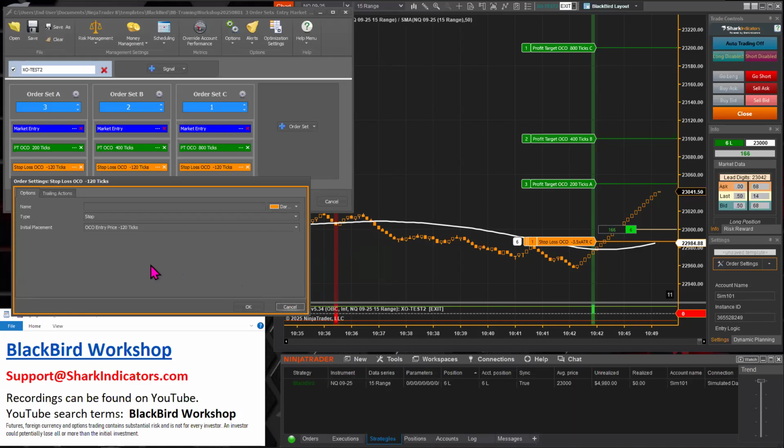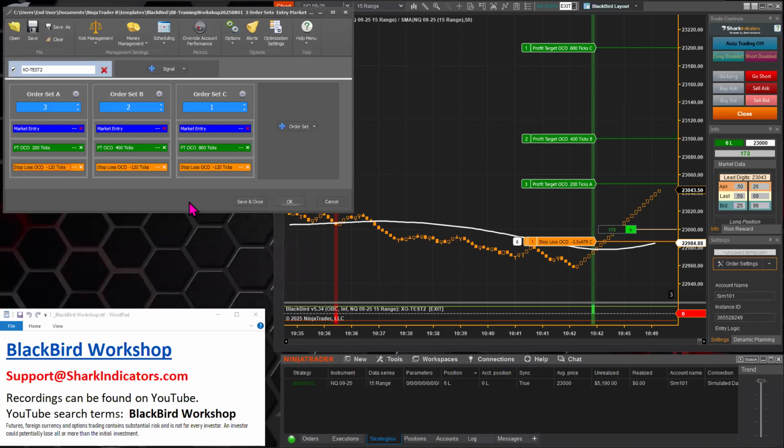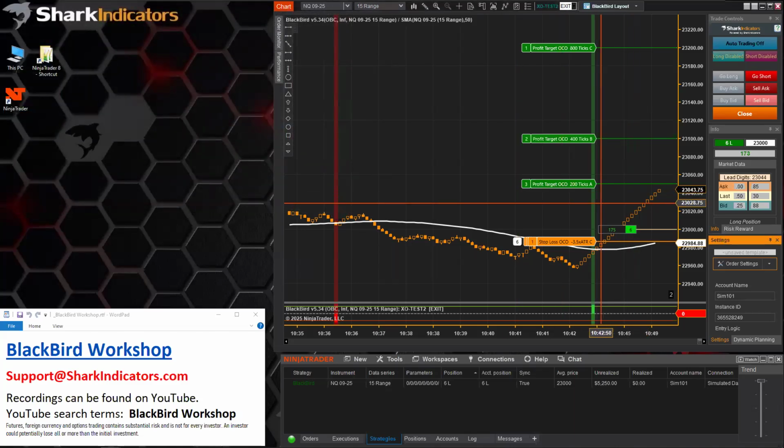And remember, NinjaTrader can only optimize a numeric value. So any menu that's not numeric cannot be optimized by NinjaTrader. So, right, only numbered values can be optimized there. So, all right, we're almost at our first profit target. Boy, it sure took a while.